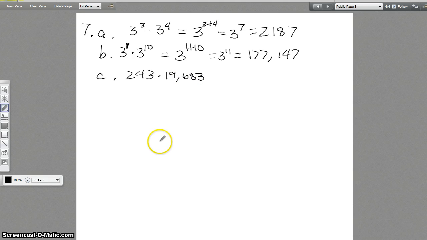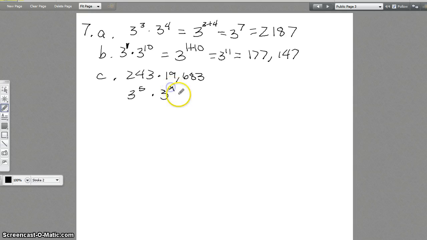Okay, skipping down just a little bit, looking at 7c, we have 243 times 19,683. So what we need to do in this case is look at the table of powers. What power of 3 is 243? In the table of powers, we can see that that is 3 to the 5th. And then what power of 3 is 19,683? That is 3 to the 9th.